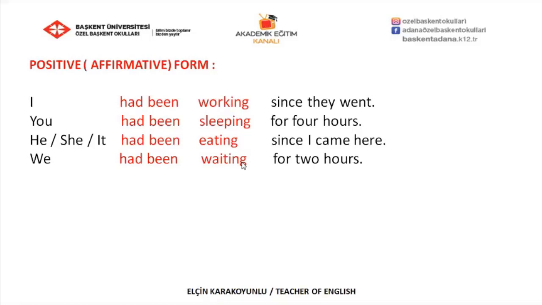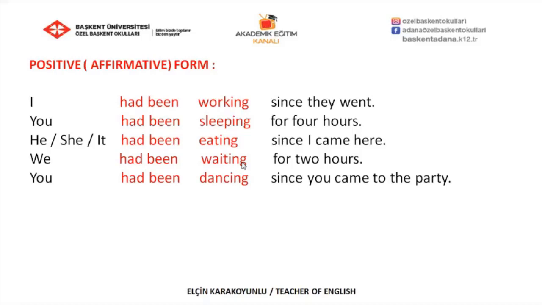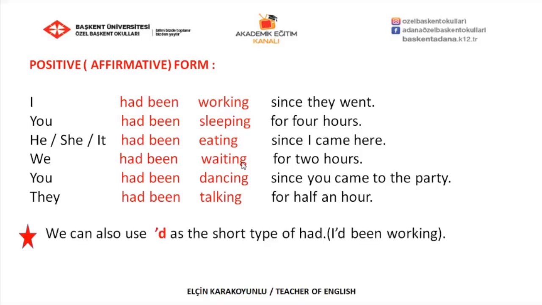We had been waiting for 2 hours, and you had been dancing since you came to the party, and they had been talking for half an hour. There's an important note here. You can also use this type as the short type of had. Instead of I had been working, you can say I've been working, or you can write like that.